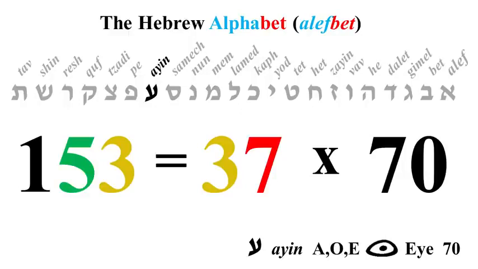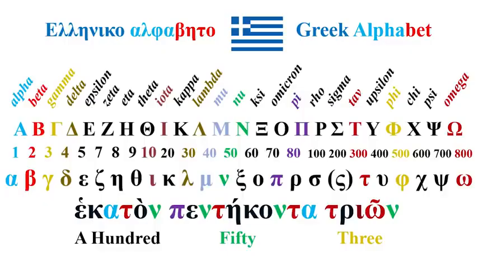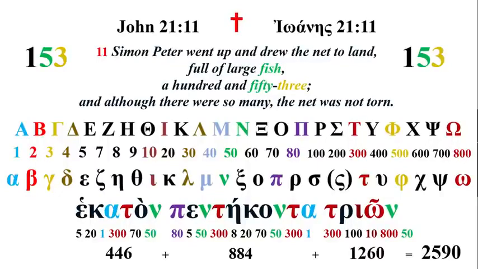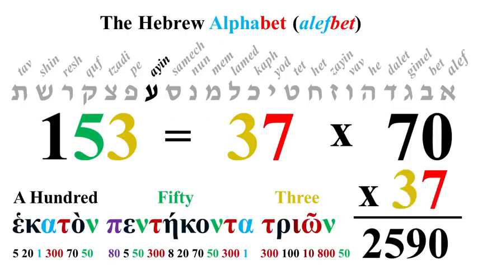Let's look at it in the Greek. I can't read it because it's Greek. It's all Greek to me. But here is the phrase 153 in Greek. And remember, Greek has their own version of Gematria. They call it isopsephy. So if we plug in all the numbers for the letters in 153 and add them together, they come out to 2,590. And 2,590 equals 37 times 70.